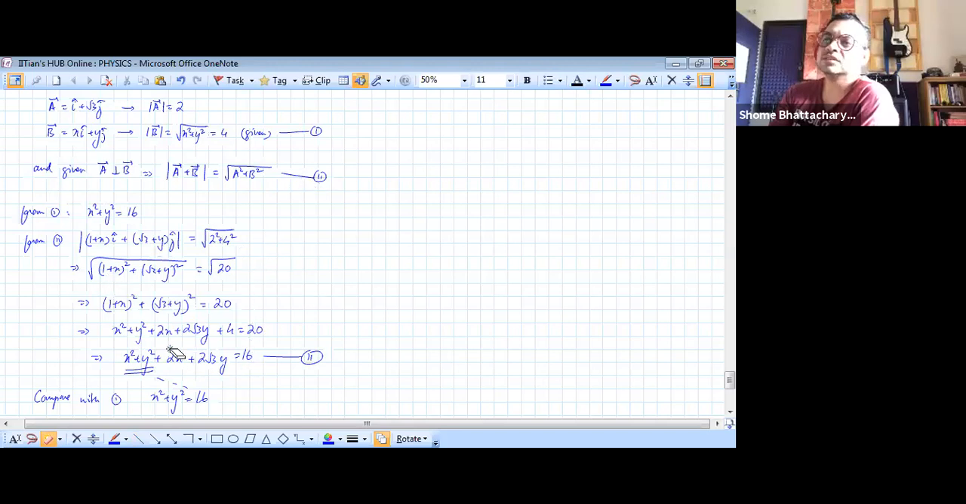So you'll get it in numerical form, that again there's a relationship between x and y. So one relationship between x and y coming from b's magnitude, the second relationship between x and y coming from the property that a and b are perpendicular. So two equations, two variables, and that is how we are getting this. So now solving the two equations for the two variables, we will get two solution sets.